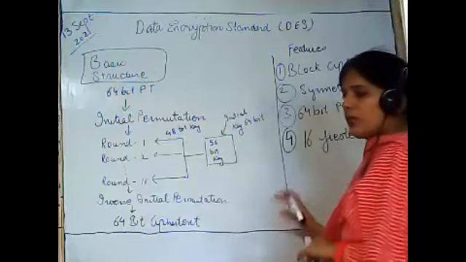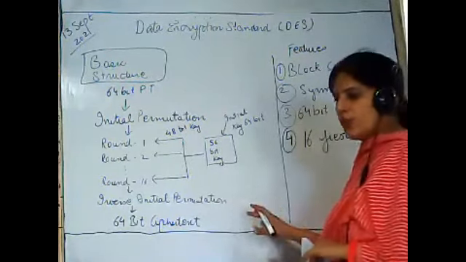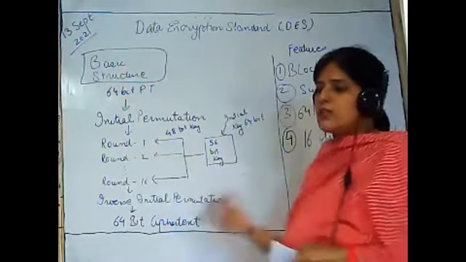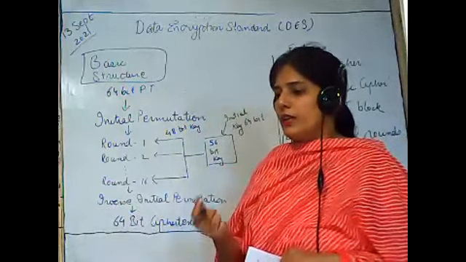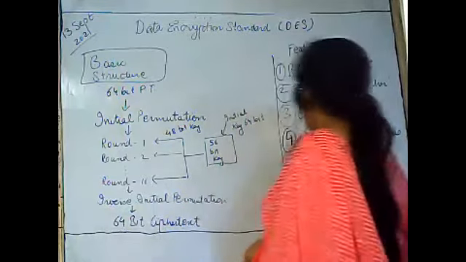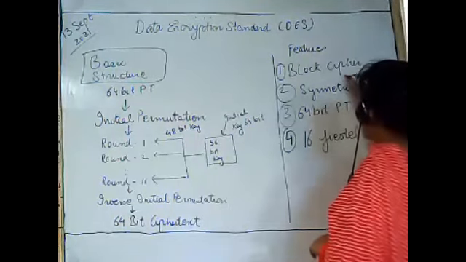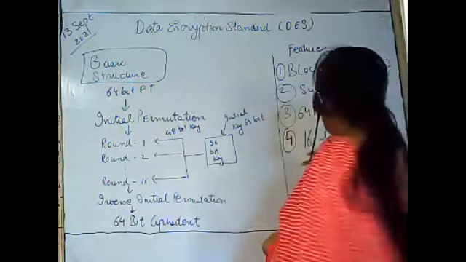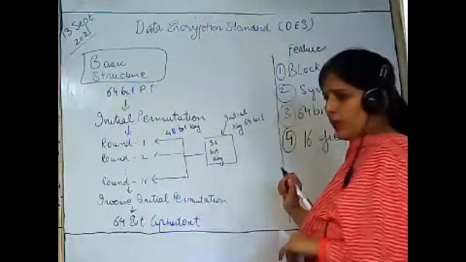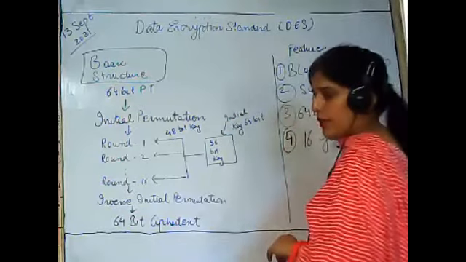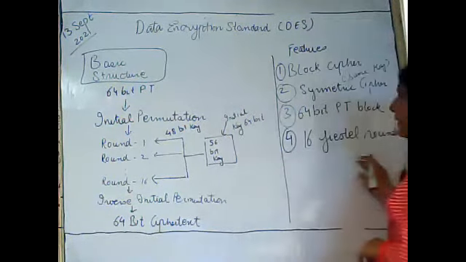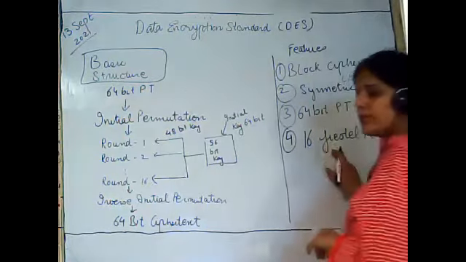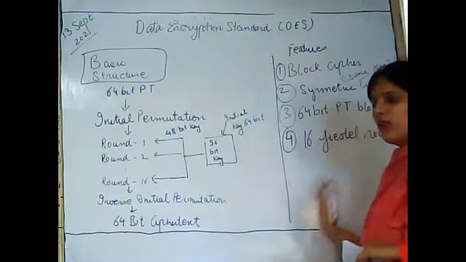So let me repeat the different features of the Data Encryption Standard, and we will be implementing the same features shortly. The first feature is that it follows a block cipher, so the ciphertext we give out will be in the form of blocks. Second, it follows a symmetric cipher technique, which means we use the same key for encryption and the same key for decryption. Third, it uses a 64-bit plain text block as input. Fourth, it has a total of 16 rounds that help generate the ciphertext, and each round is known as a Feistel round.